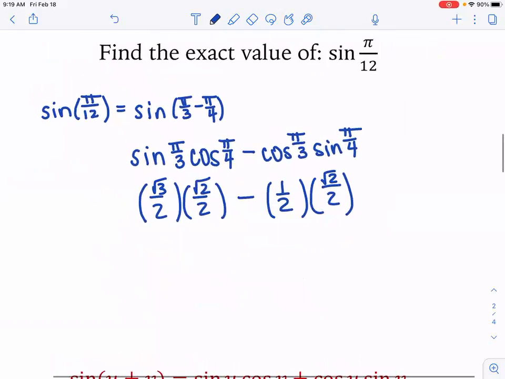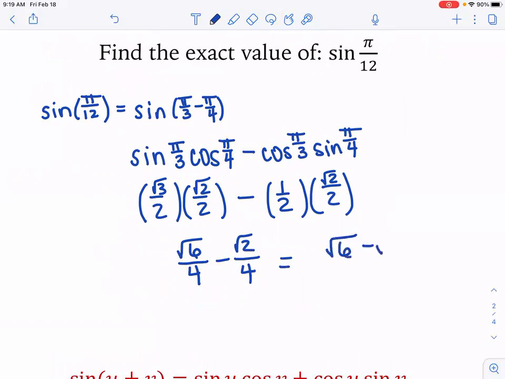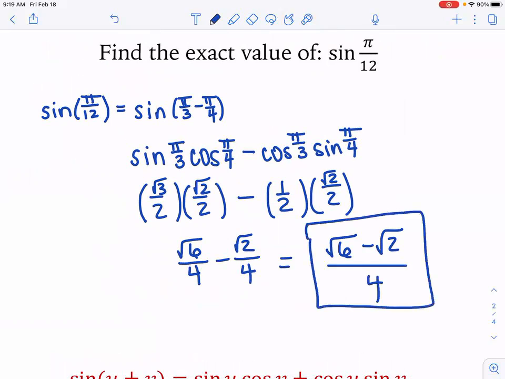Okay. So I'm pretty flexible. You can write this as radical 6 over 4 minus radical 2 over 4, but I would suggest writing it as one fraction, since we have common denominators. There is our one number that is the exact value of the sine of pi over 12. The exact value. Questions?